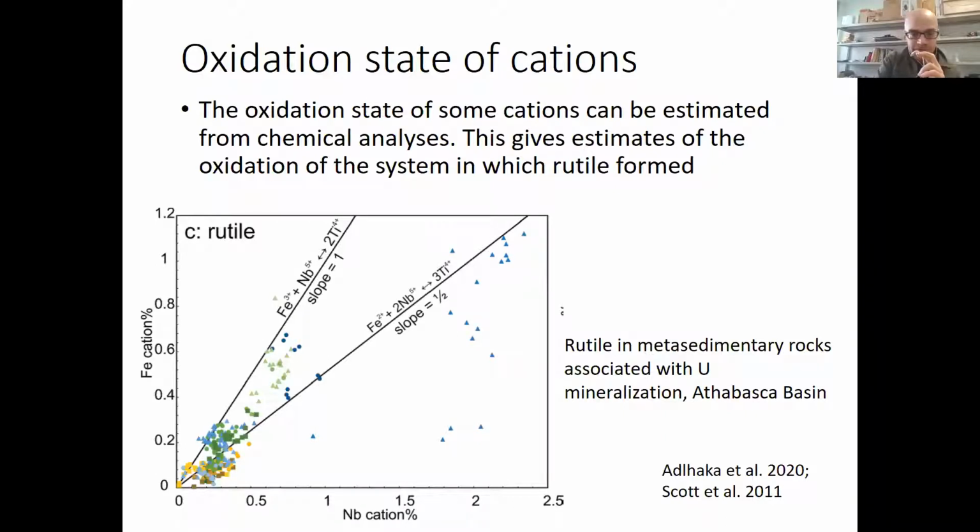Here, for example, you have a recent study where they looked at rutile associated with metasedimentary rocks in the Athabasca basin of Canada, where we have uranium mineralization. And so what they did is exactly this. They analyzed rutile and they estimated the proportion of, for example, iron 2+ and iron 3+ in this specific rutile. So this is a method that I believe hasn't been used too much. It's a very simple, very traditional way of treating, for example, EPMA or laser ablation analysis.